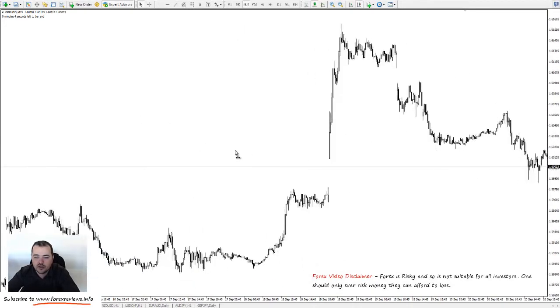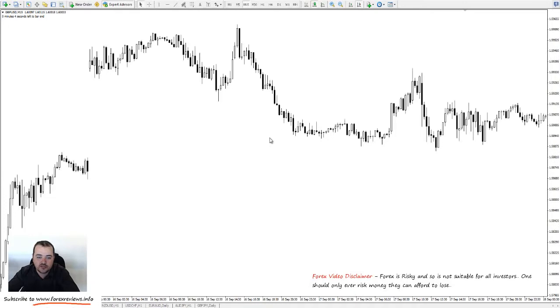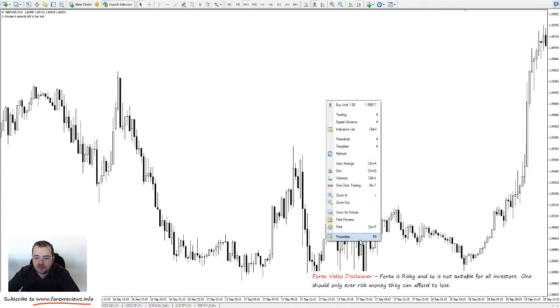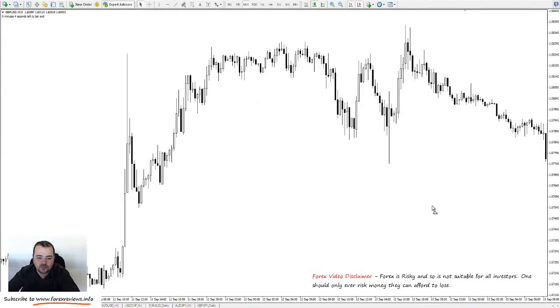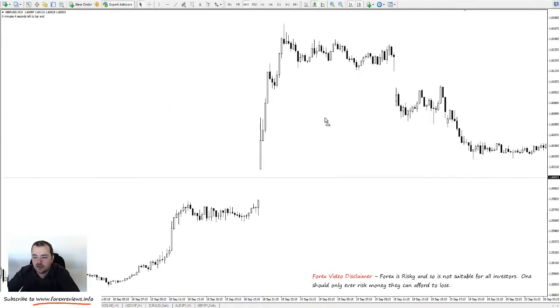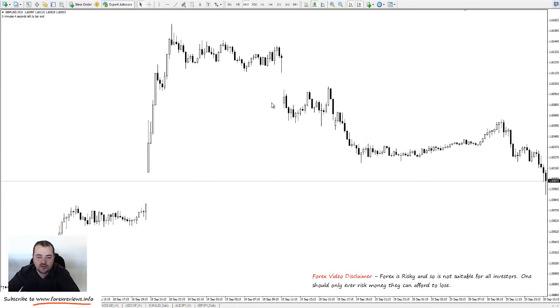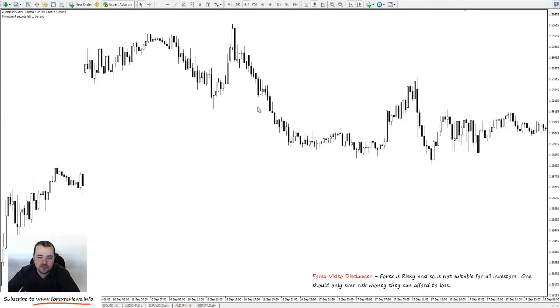Okay, so let's look at some recent price action. I'll just pull this back. Right, so this is the close. Just had to zoom in a bit.